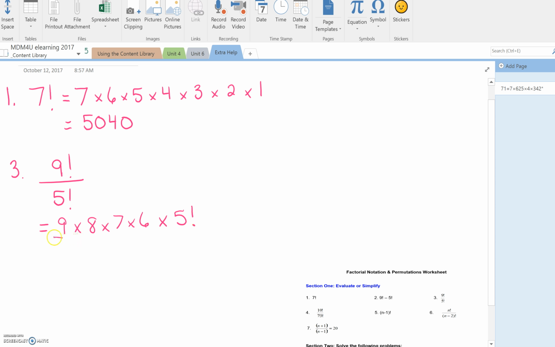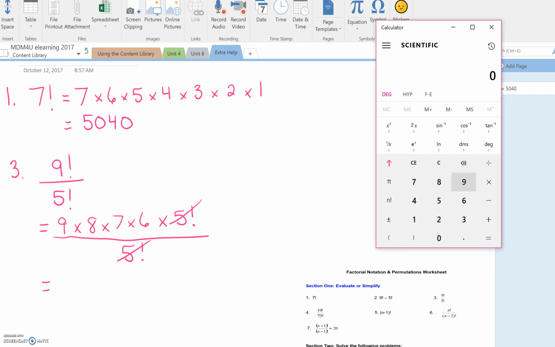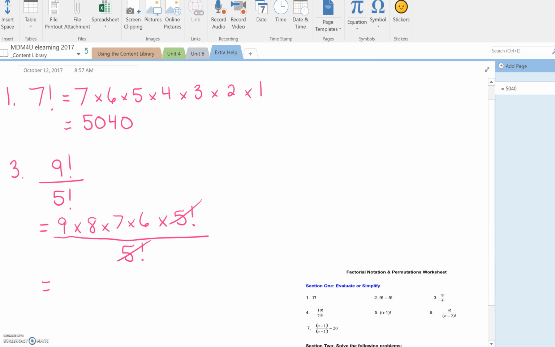The reason I'm stopping at 5 factorial is because I have a 5 factorial on the bottom. So I can go like this. Remember your simplifying rules? So now all you need to do is take your calculator and just go 9 times 8 times 7 times 6, and that's the answer. So there are simplifying rules that you can follow. So I'll let you play around with that a little bit.